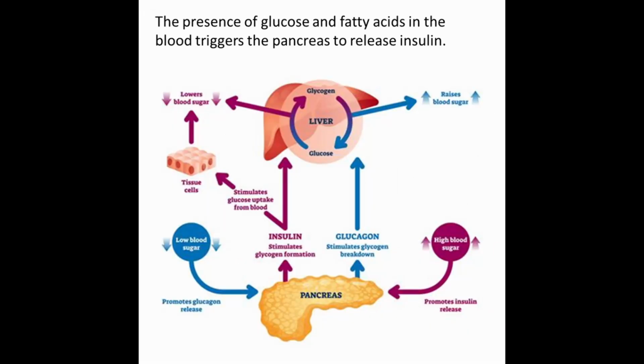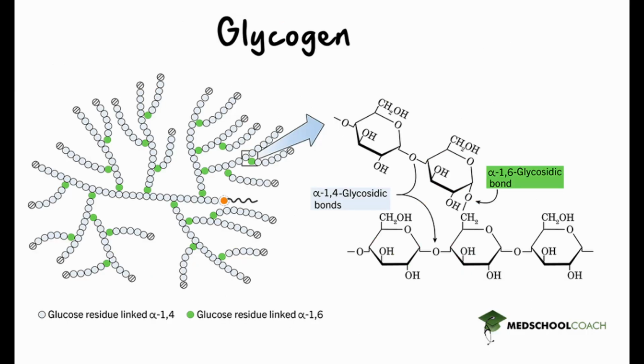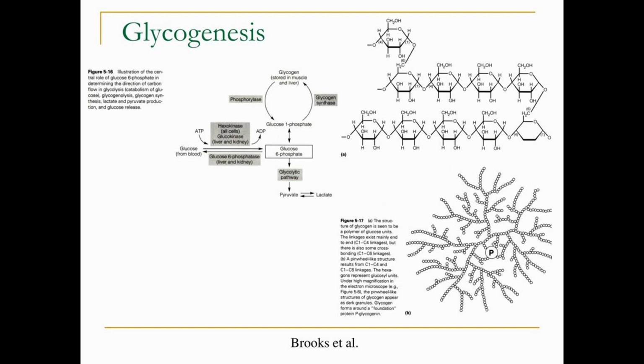The presence of glucose and fatty acid in the blood triggers the release of insulin by the pancreas. The presence of insulin in the blood signals the cells to start storing glycogen and fat. Fatty acids are absorbed into fat cells and converted and stored as triglycerides. Excess glucose in the bloodstream is absorbed by the liver or muscle cells and stitched together by glycosidic bonds to form glycogen by a process called glycogenesis.